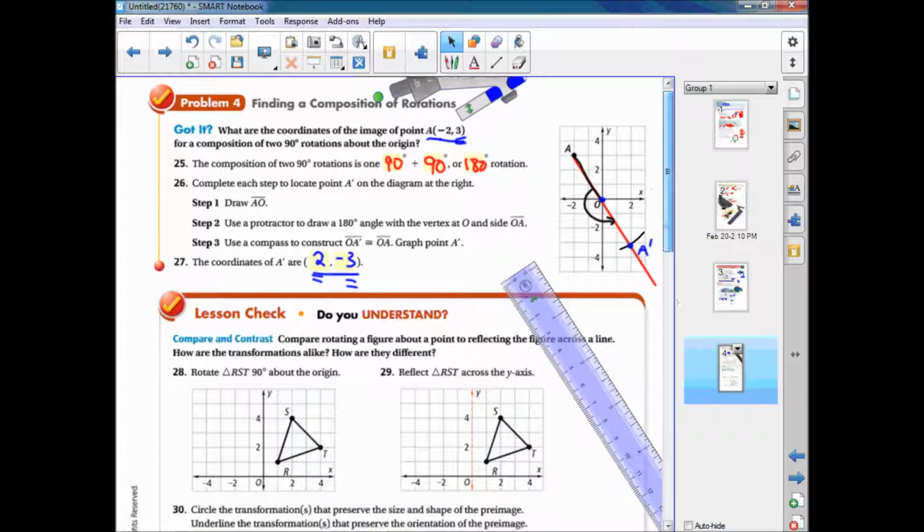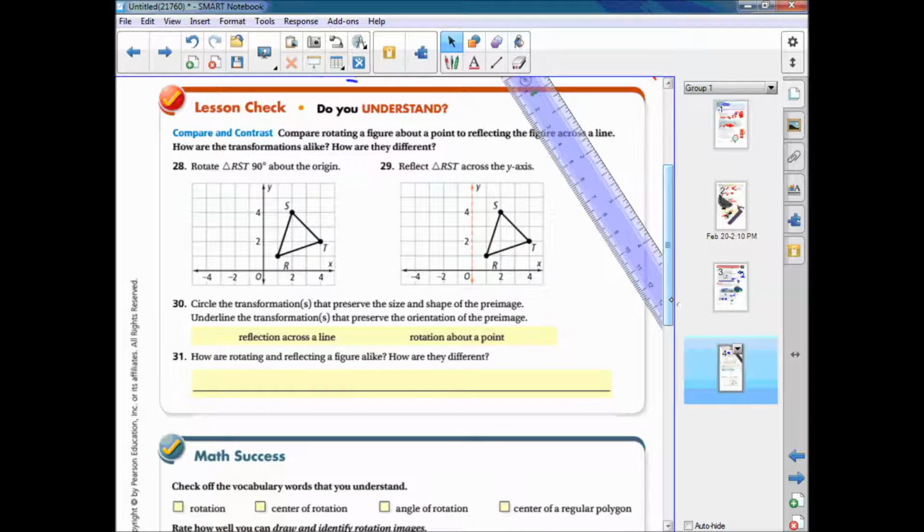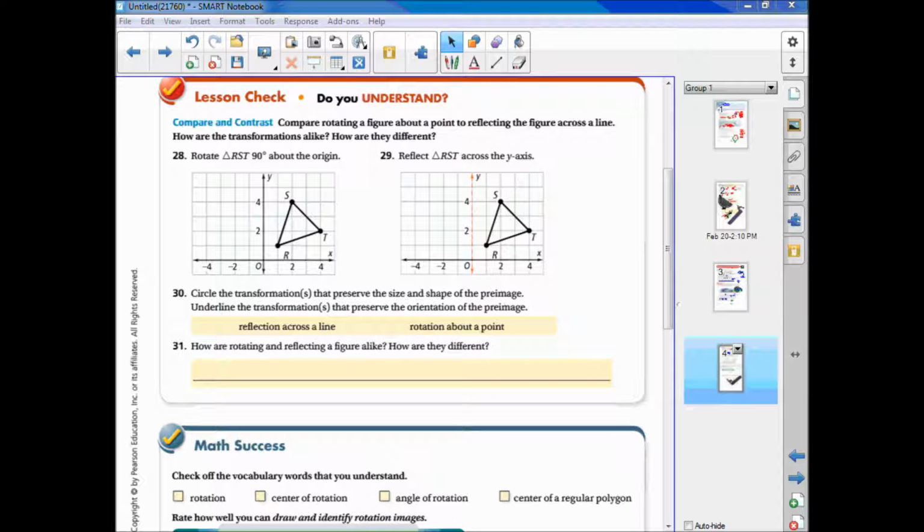All right, so now we have a lesson check, and as always, pause the video, do the lesson check yourself, and then come back and check it over. Okay, welcome back. Hopefully you did these yourself to practice a rotation by yourself one time. Compare rotating a figure about a point to reflecting the figure across a line.